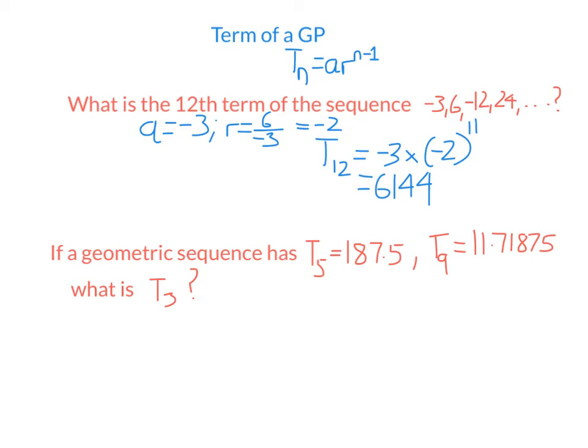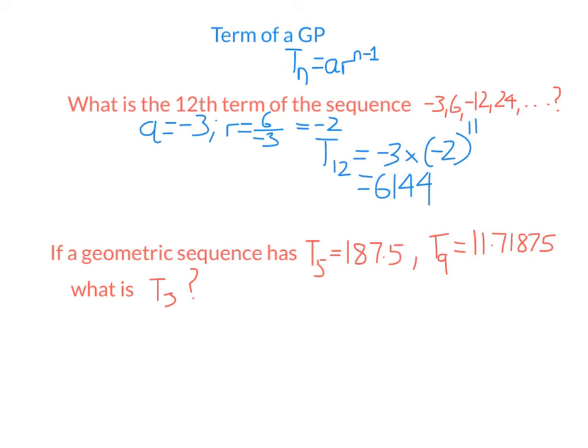All right, let's look at this question here. This time, we're going to find T3 in a geometric sequence. We're told T5 and T9. So to use the formula up here, we need to know a, r, and n. Now we know n is 3 if we're finding term 3. But what we don't know is a and r. We need to somehow use the information given here to find a and r.